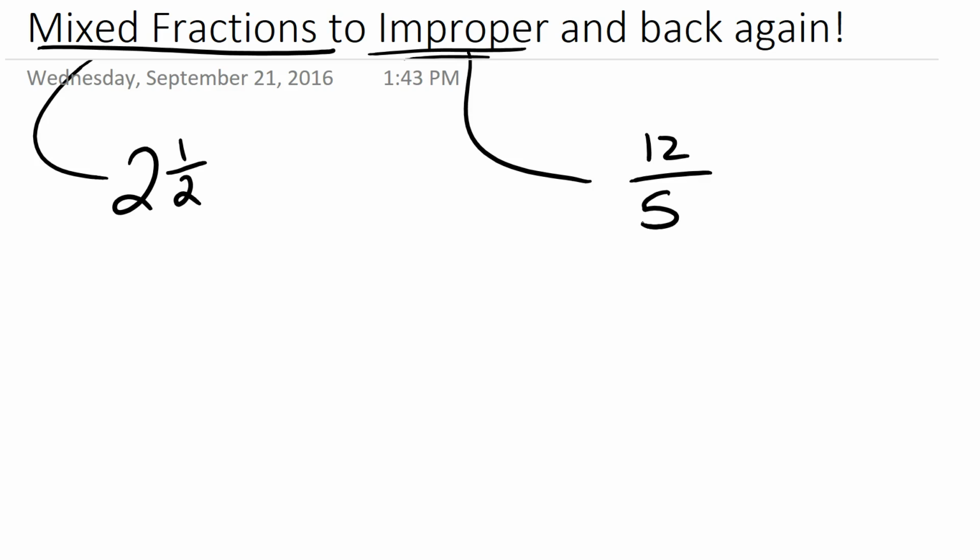Sometimes when we're adding and subtracting mixed fractions, we're going to have to get them into improper fractions to be able to manipulate them in the way that we want. I'm not going to go over how to add and subtract those, but I am going to give you a lesson on how to go from mixed fractions to improper, and then from improper to mixed fractions again, because final answers should never be given as improper fractions. They should always be given as mixed fractions.